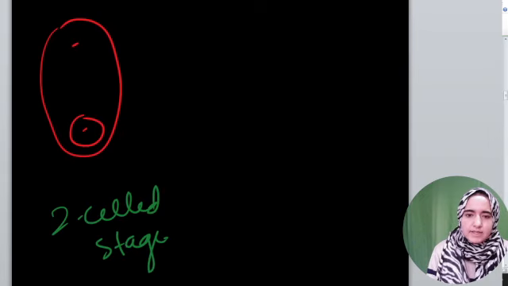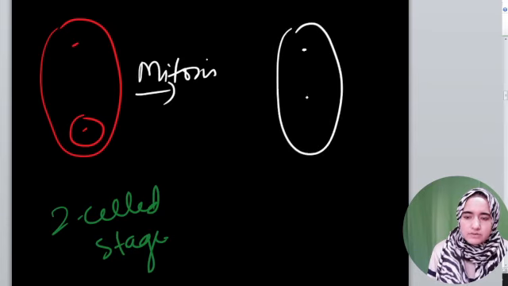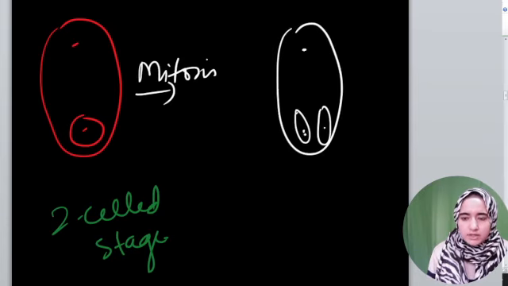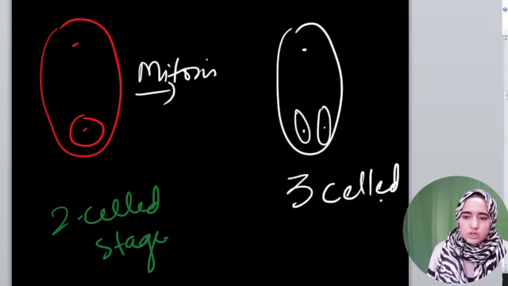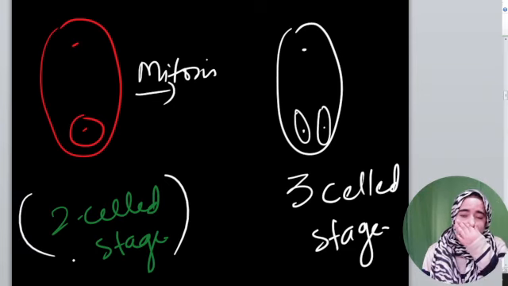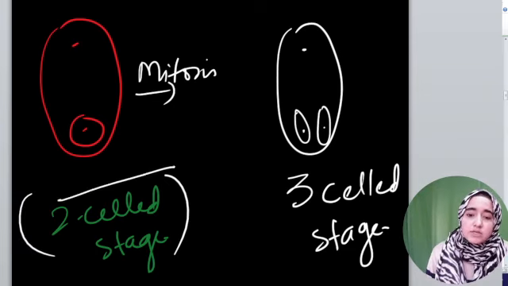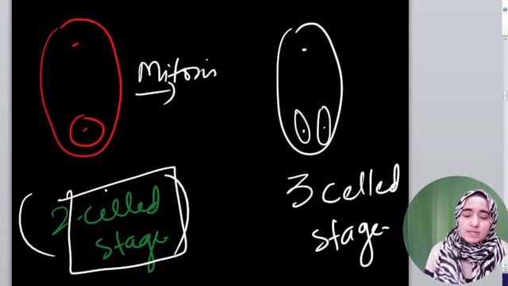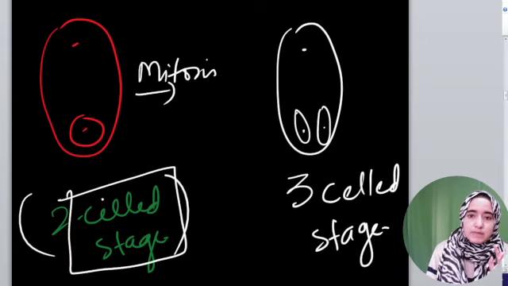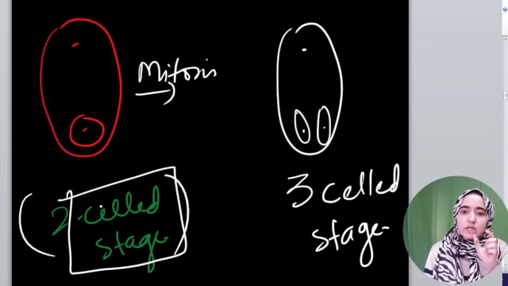Say for example, it undergoes mitosis. What would happen? This generative cell will get converted into two male gametes. This is the final look of the pollen grain, three-celled stage. In 60% of angiosperms, pollen grains are released at this two-cell stage. That means in 60% of angiosperms, male gametes don't form until they come in contact with stigma.